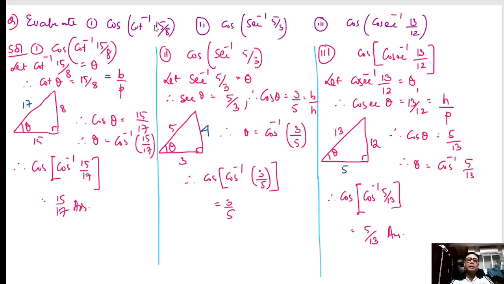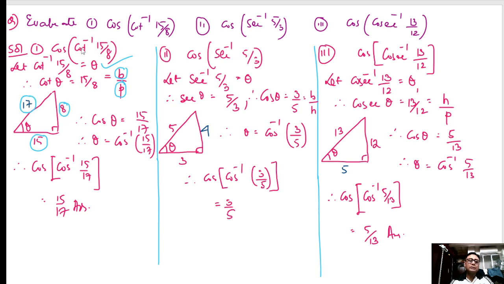Evaluate cos of cot inverse 15 by 8. Same way, let cot inverse 15 by 8 equal theta. So cot theta is 15 by 8. Cot theta is base by perpendicular, the opposite of tan theta. That means my base is 15, my perpendicular is 8, so my hypotenuse will be 17.